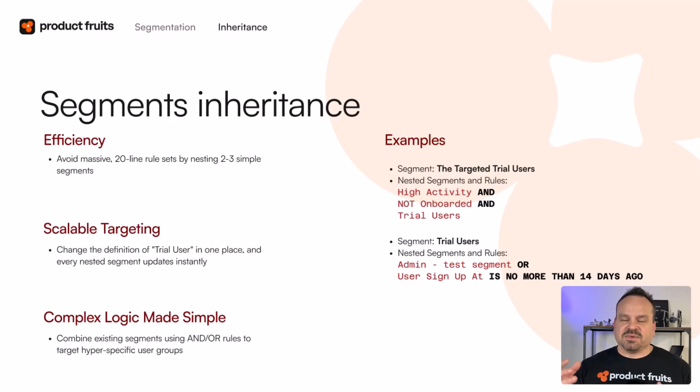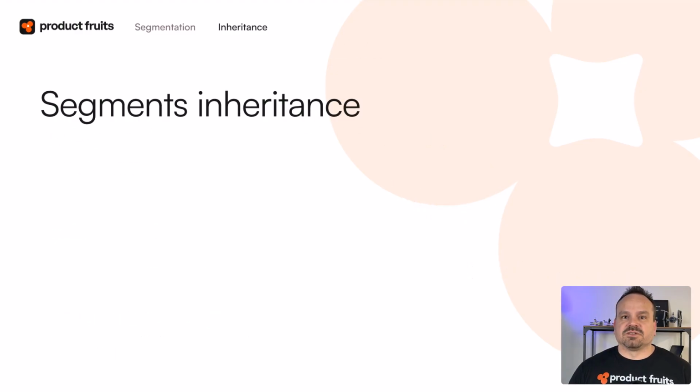I know this might be really complex, really intimidating. However, with the proper efficiency, you can avoid 20-line rules as it's written there, and just by simply nesting these 2 or 3 lines of other segments. So let me show you how it looks like in Product Fruits.